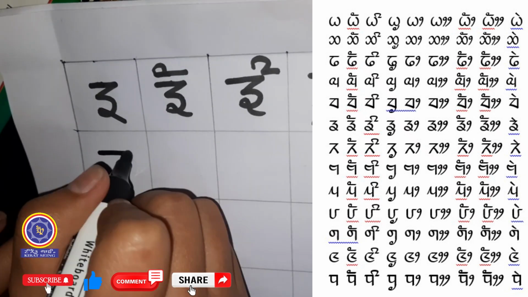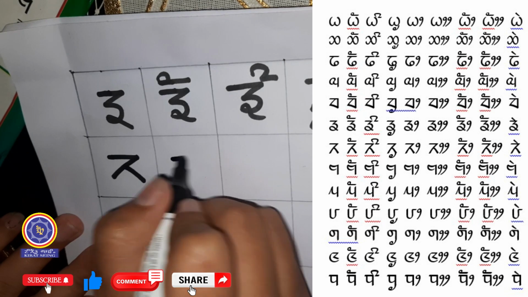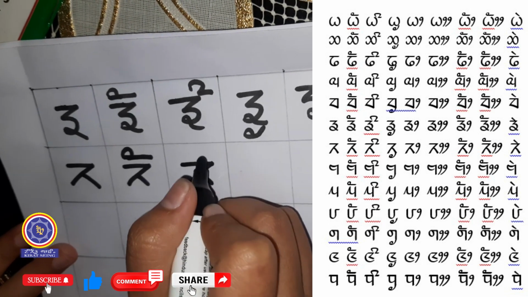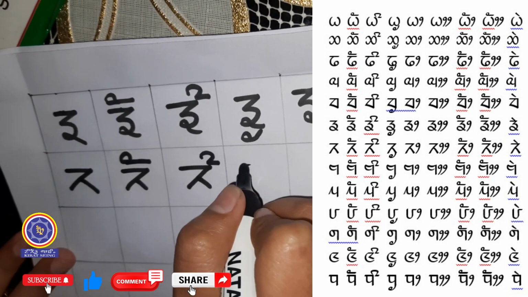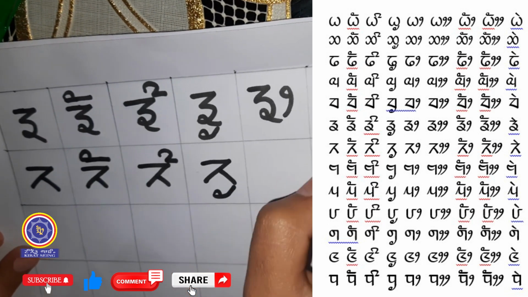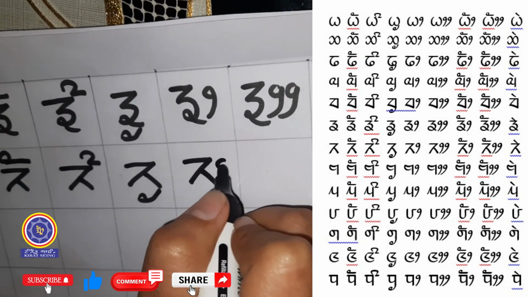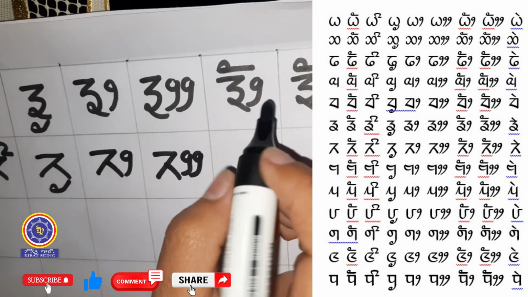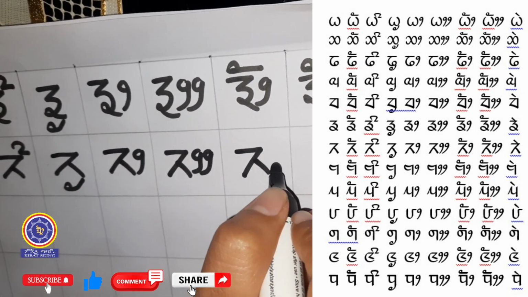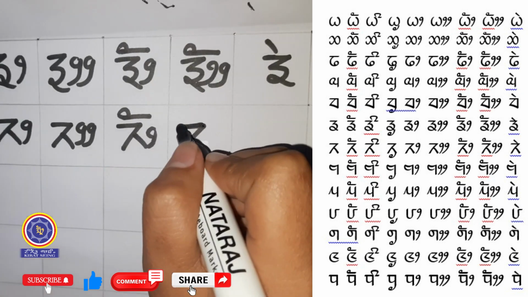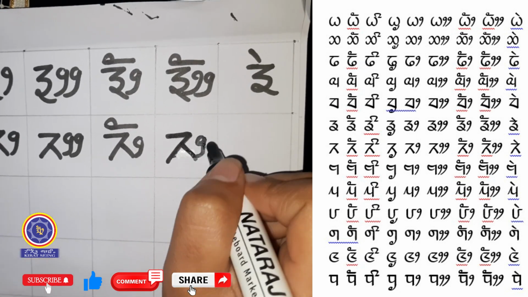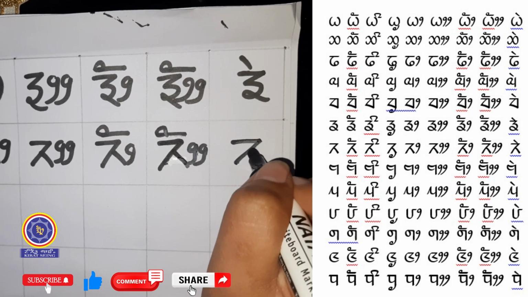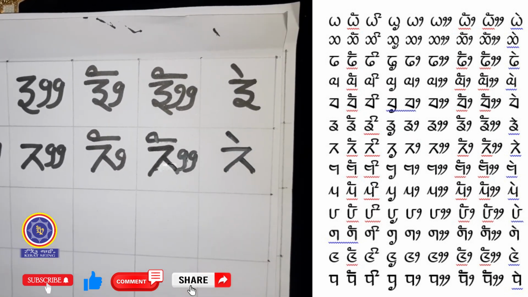And next letter is rong rong ro, right? Ro and add amma, ro amma ra, ro iksu ri, ro uksu ru, ro etu re, ro ainu rai, ro tumbo ro, ro tummo rau. And last is ro pecha re.